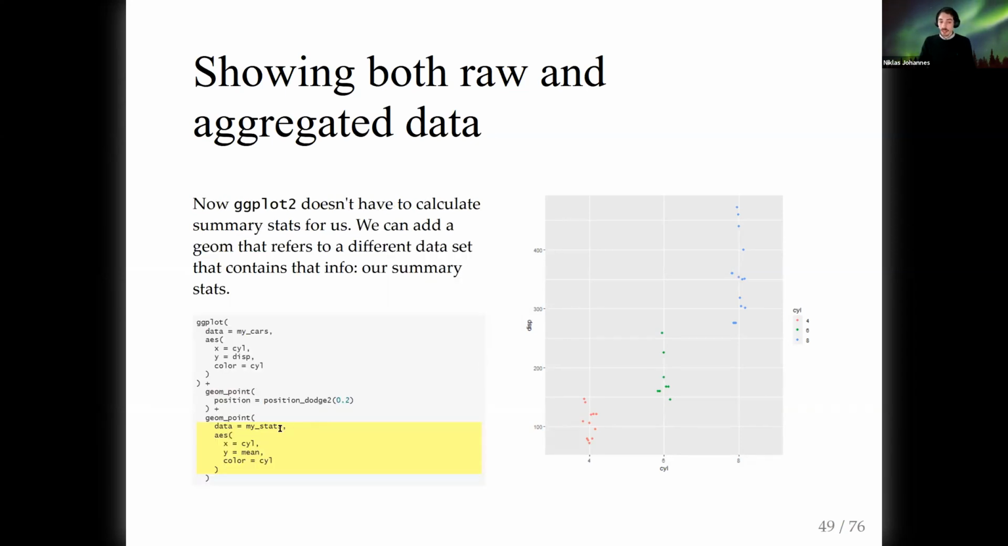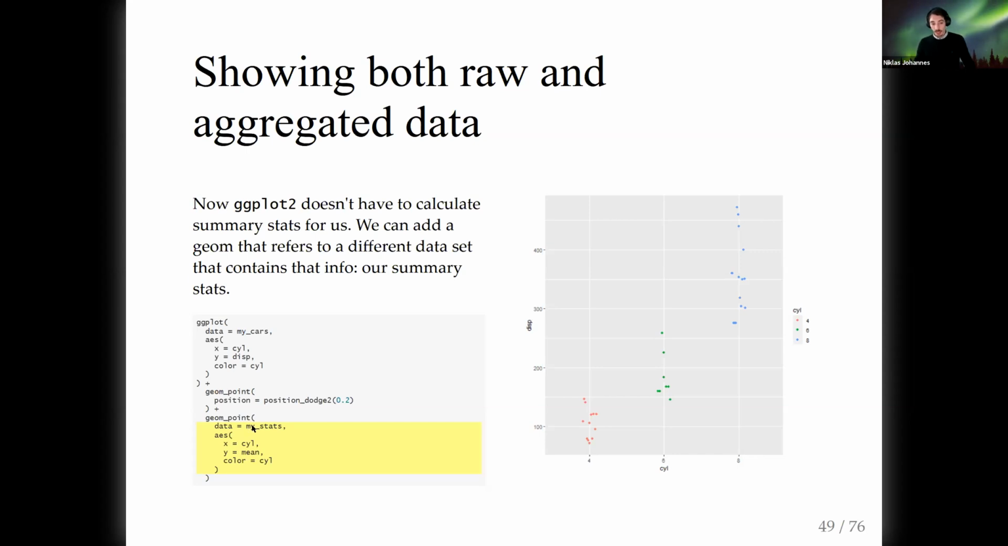Now we add another geom, but it doesn't refer to the same data set. Rather than referring to raw data, this one refers to the stats that we calculate ourselves. And this is really where it's one layer on top of the other. We have one layer with the original data set, and then we add another layer with information from another data set. In this case, the data set that we calculate ourselves.